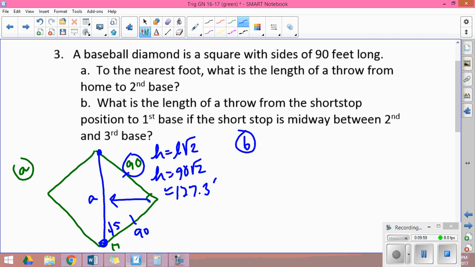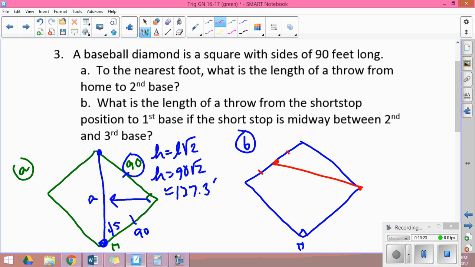If we look at example B here, we start with another baseball diamond, home plate, square angles there. What's the length of a throw from the shortstop position to first base if the shortstop is midway between second and third base? So our shortstop is exactly halfway. And how far is that super common throw there? Well, I know this is 90, and if this is the midpoint, I know this is 45. Now, as tempting as it might be, we don't know anything about this angle. And so our special right triangles don't work.